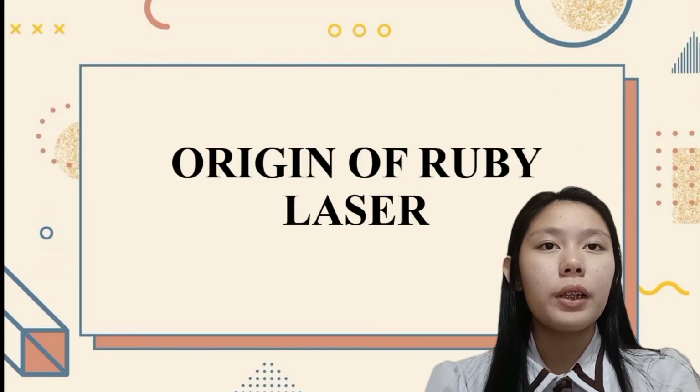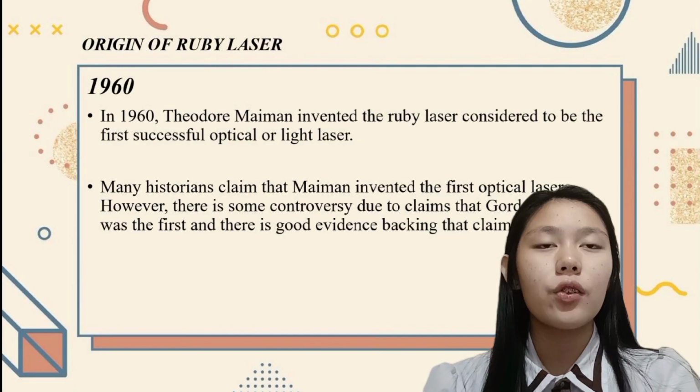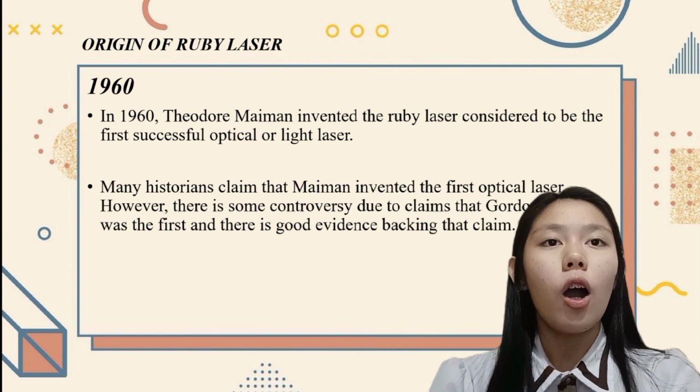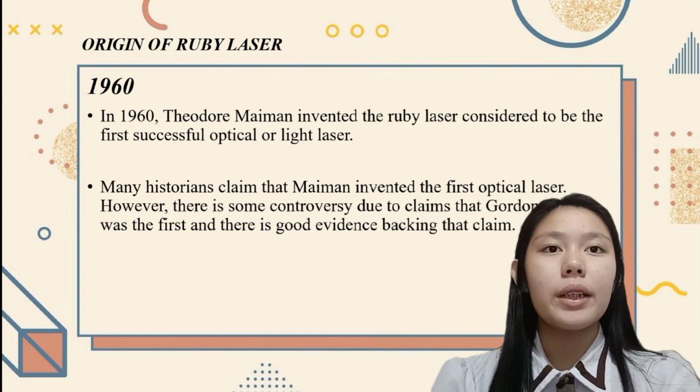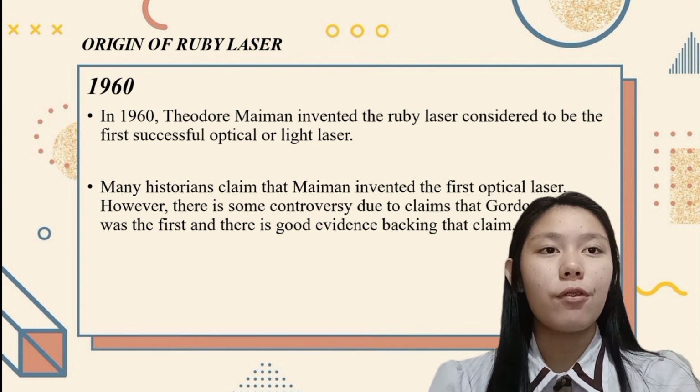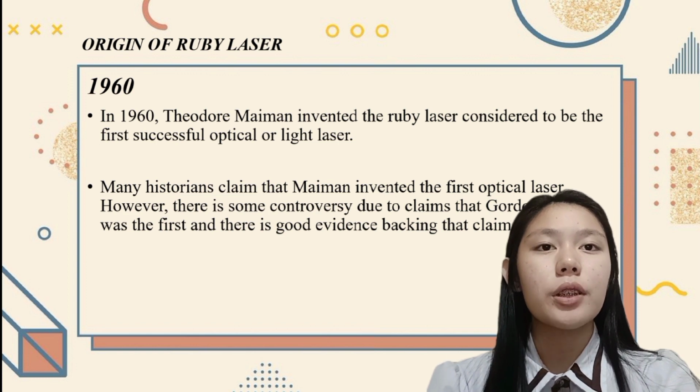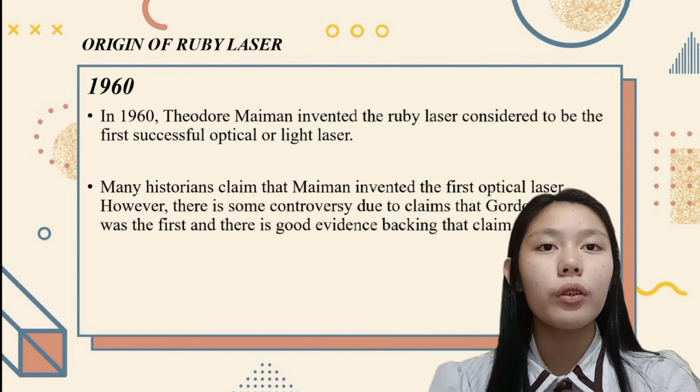Origin of ruby laser. In 1960, Theodore Maiman invented the ruby laser, considered to be the first successful optical or light laser. Many historians claim that Maiman invented the first optical laser. However, there is some controversy due to claims that Gordon Gould was the first, and there is good evidence backing that claim.